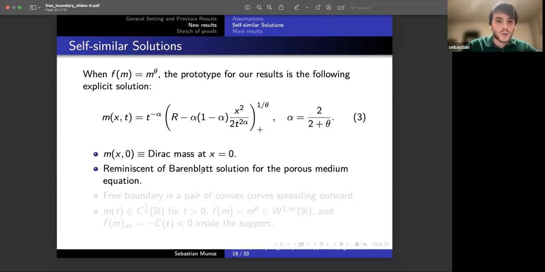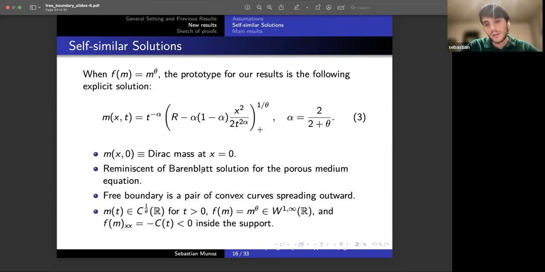And this is a self-similar solution. It has a free boundary, which is a pair of convex curves spreading outward. As far as regularity, this explicit solution is Hölder continuous with Hölder exponent 1 over theta. f of m, so m to the theta, is a little bit better, which is a Lipschitz continuous function.